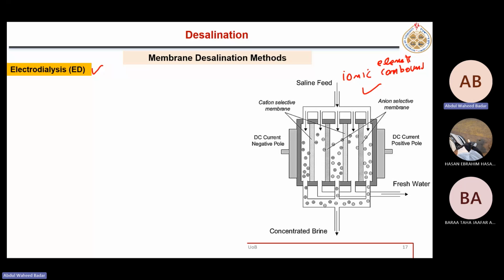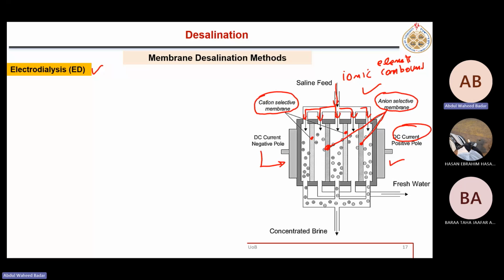So now let's see how it operates. It uses an electric field. For example, here you supply a DC current. It has a positive pole and a negative pole. Here is the seawater, which is made to flow through these partitions, right? And here you see cation selective membranes, this one and this one, and there are alternating cation and anion selective membranes, right?